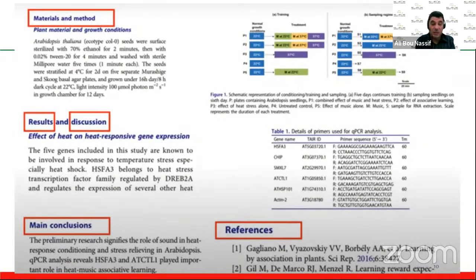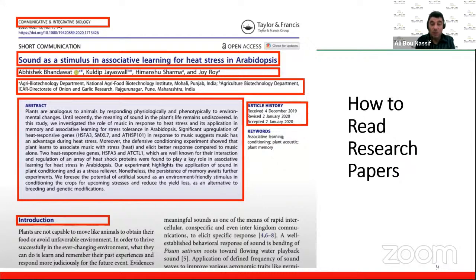So again, in general, this is an example of a paper. Most papers look like this, but there might be some differences. If you see at the top, there is the name of the journal, then the title of the paper. Below the title of the paper, there are the names of the authors. And we start with the abstract.